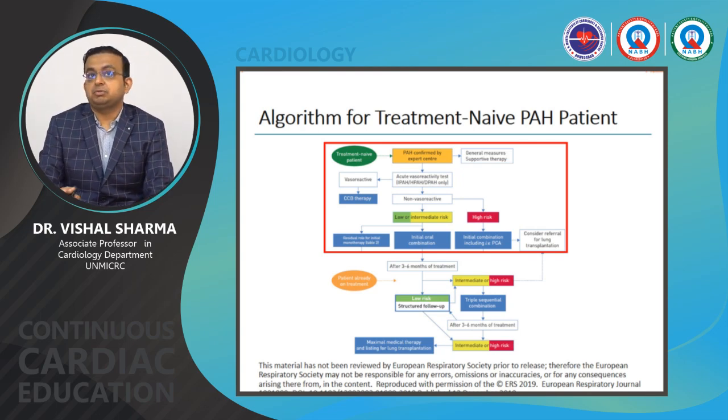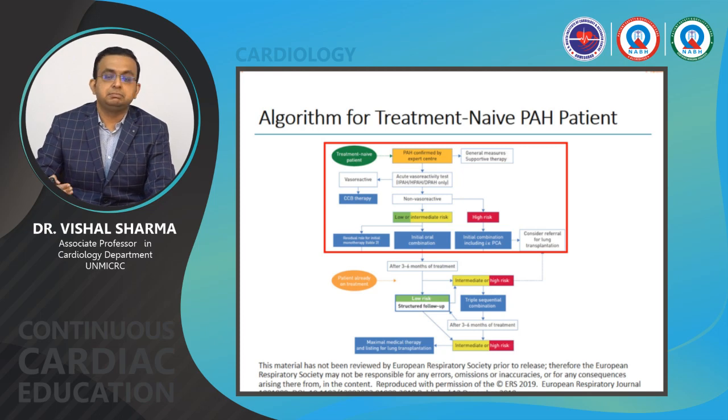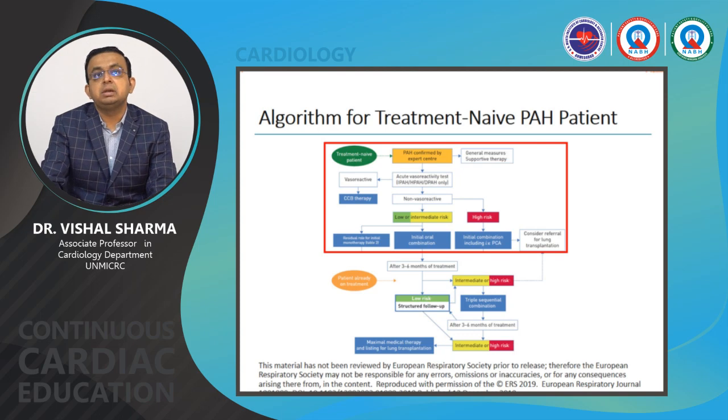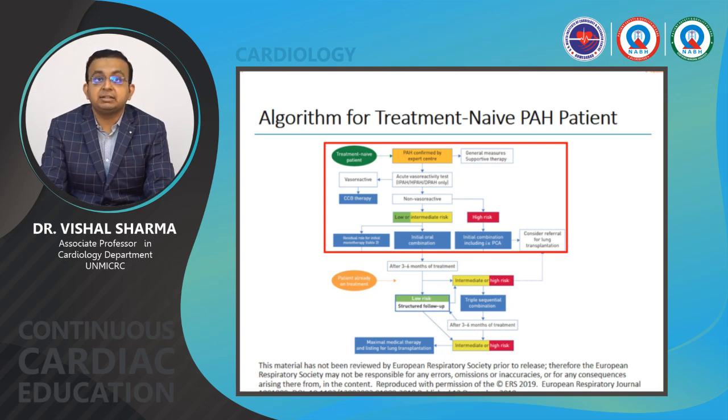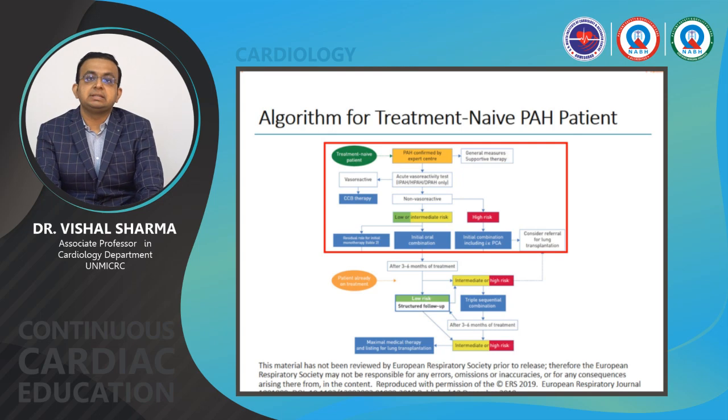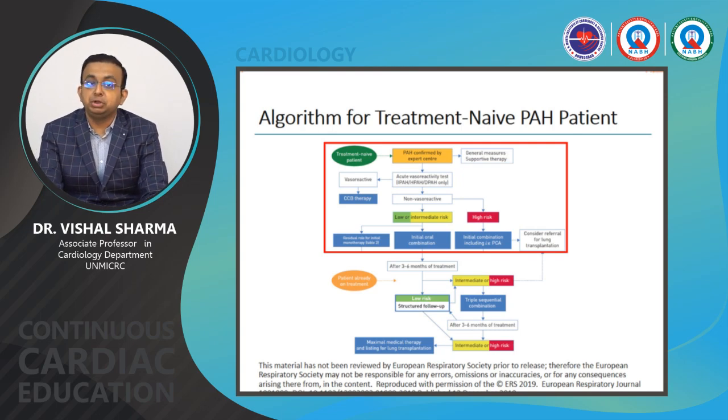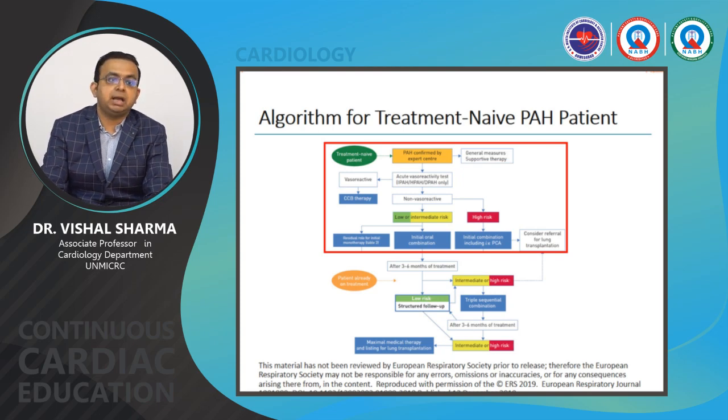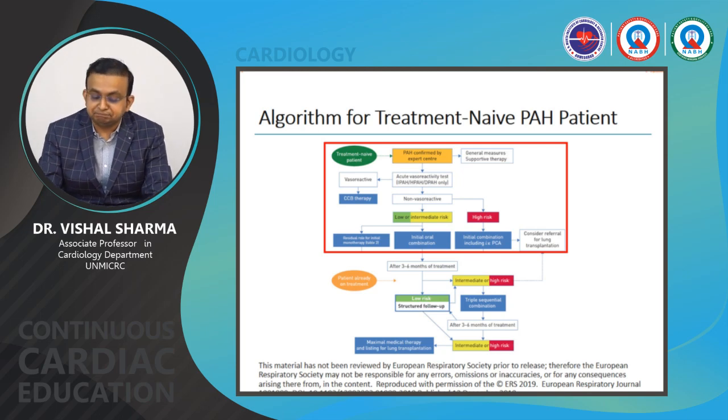Vasoreactivity would be defined as the mean PA pressure falling below 40, the fall in PA pressure being more than 10, and the cardiac index having improved. All these criteria have to be met in right heart catheterization before saying that the patient is vasoreactive, and only this group of patients has to be put on CCB. So it's a very small population, and you need not put other patients on CCB. That in fact can be detrimental. Why? Because the disease progression will continue, and secondly, a failing RV would not tolerate CCBs.